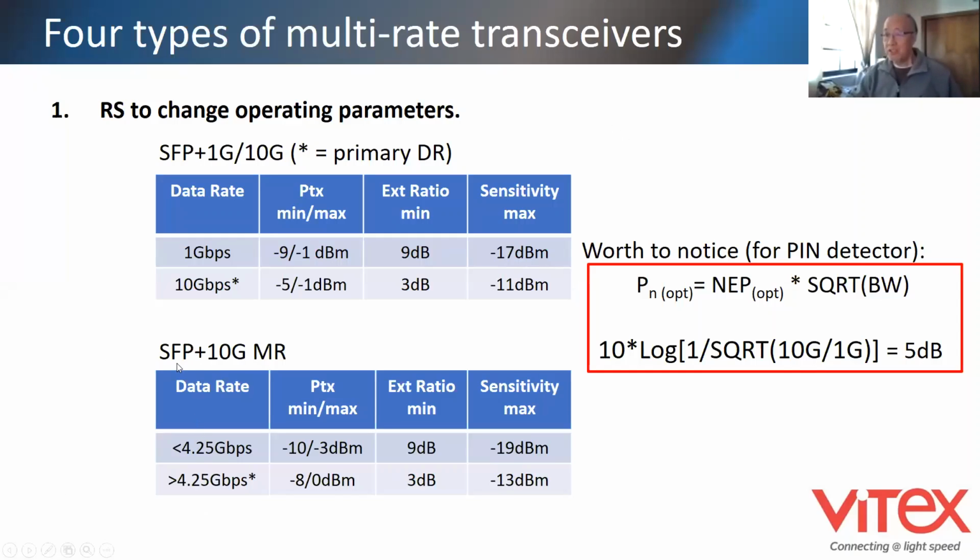And the next one is the SFP plus 10G multi-rate. On this one, it's probably the same thing, but they test it differently. The testing would be done at less than 4.25 gigabits per second, or bigger than 4.25 gigabits per second. They present two different sets of data here, but basically they are the same in nature.